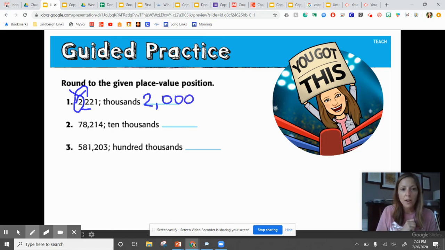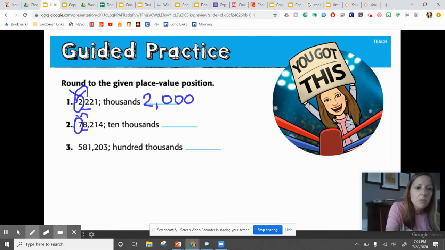All right, 1 more or 2 more. Let's round 78,214 to the 10,000s place. Step number 1, circle the place that we're going to be rounding to, the 10,000s place. Underline right next to it. So hopefully you knew to underline that 8.